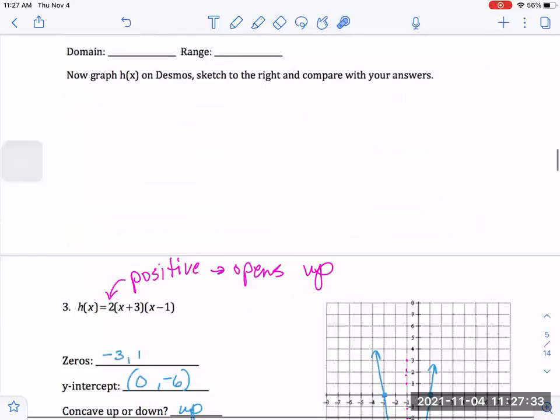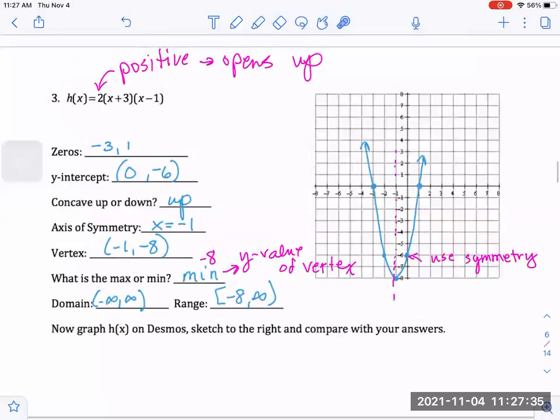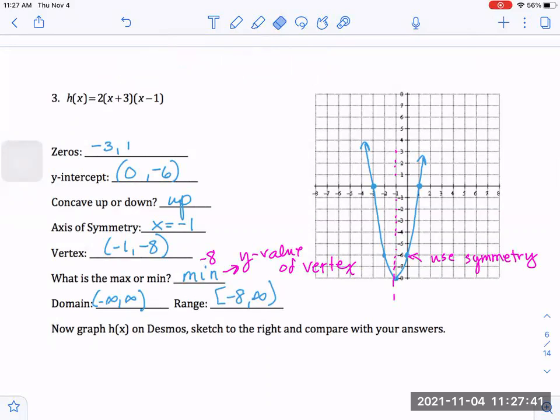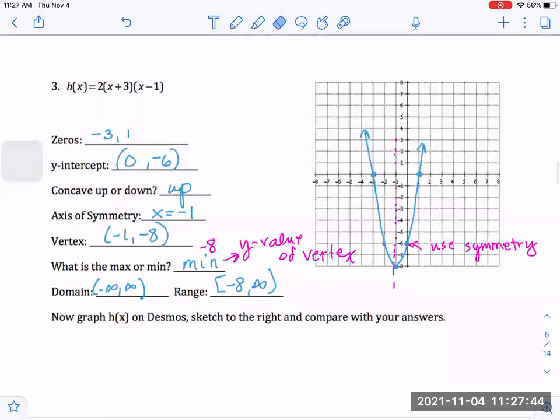Okay, let's give this a try. So this is what you should have gotten. It opens up. Axis of symmetry is x equals -1. Y-intercept is -6.